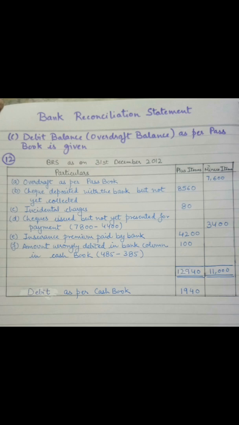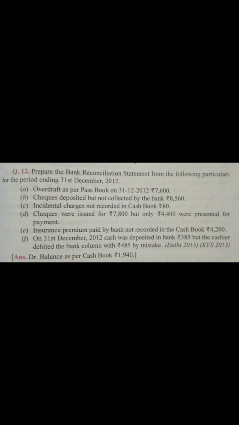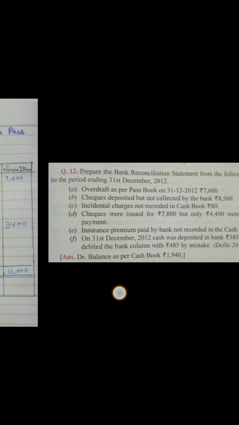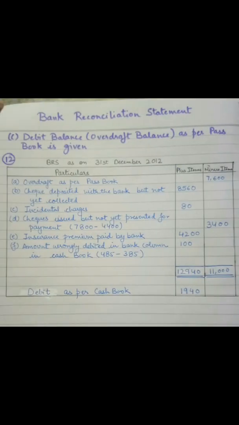Okay, now the third one, the C. Incidental charges not recorded in the cash book, rupees 80. So in this, you can see in particulars C, incidental charges, and 80 rupees is to be mentioned in the plus column.